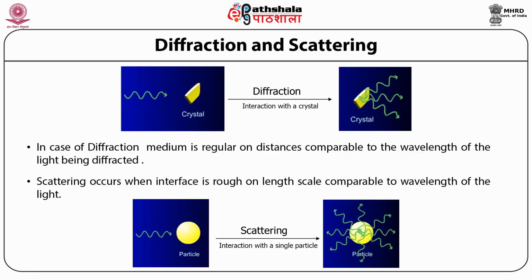Diffraction can be taken as evidence for the wave nature of light. Some forms of scattering can be taken as evidence for the particle nature of light. Diffraction is very clear from the images shown in the slide: diffraction occurs when incident radiation strikes a crystal and scattering occurs when incident radiation strikes a particle.